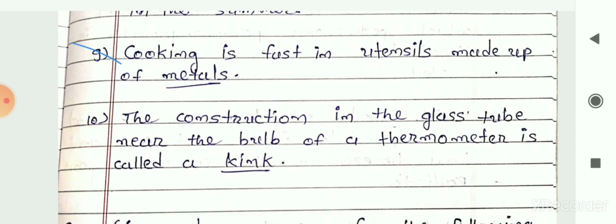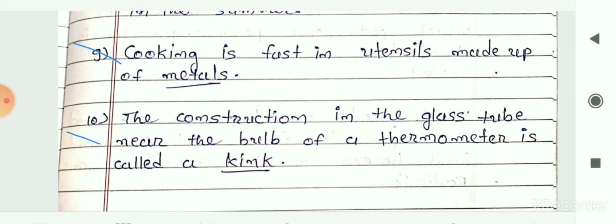Next is, cooking is fast in utensils made up of blank. So your answer is metals, as we had seen metals are good conductors of heat. Cooking is fast in utensils made up of metals. Next is, the constriction in the glass tube near the bulb of a thermometer is called a blank. That constriction in the glass tube near the bulb of mercury is known as the kink, or constriction. So here we had written kink. Here our fill in the blanks gets over.